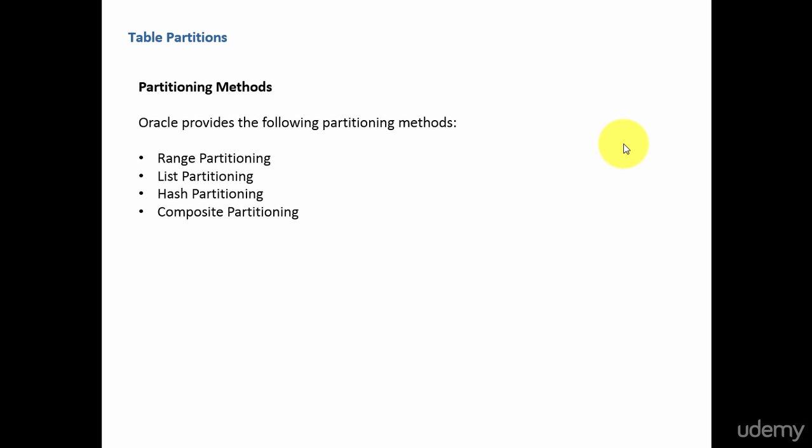So, what are the different kinds of partition methods we have? We have range partitioning, list partitioning, hash partitioning and composite partitioning. We'll be discussing each one of these partitioning methods in the coming sessions.